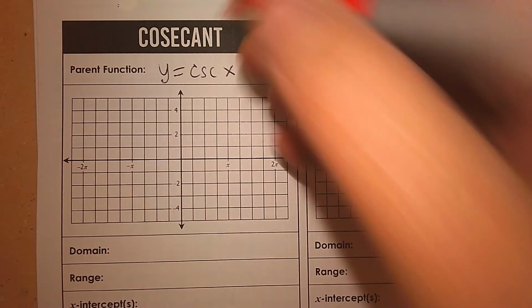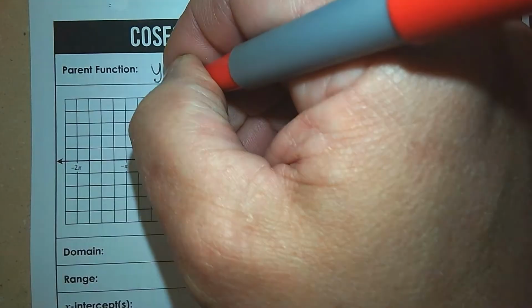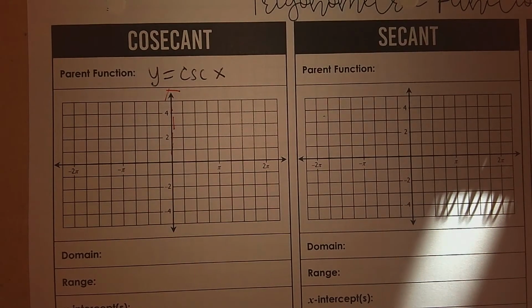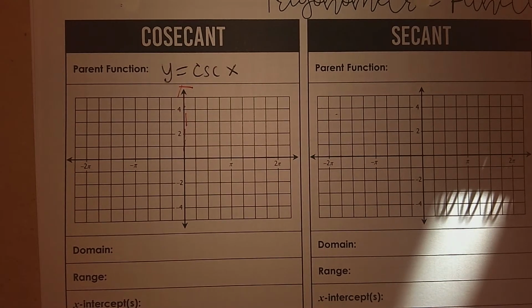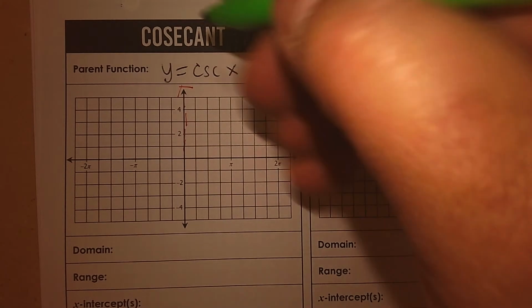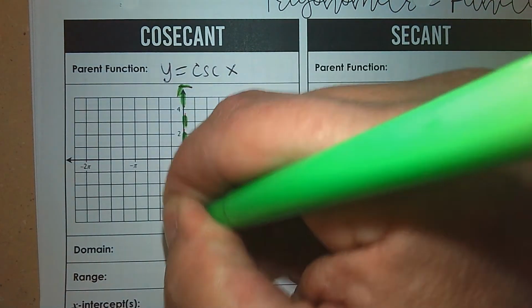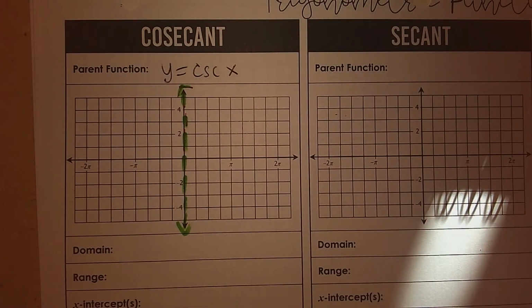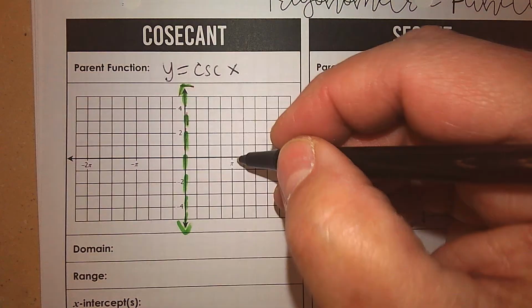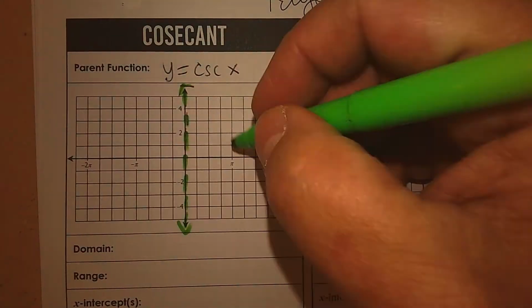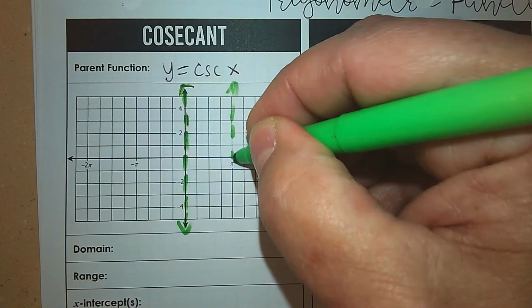Cosecant starts with an asymptote. So you need to get a different color probably. Maybe I need it too. I'll do it in green. So we're going to have an asymptote. That's what it starts with. Then, in the middle, at pi will also be an asymptote, and at 2 pi will be an asymptote.